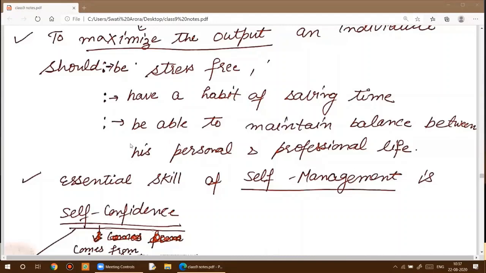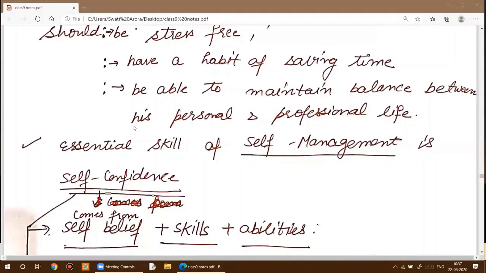If you are saving your time and you're stress-free, then definitely you will be able to maintain a balance between your personal and professional lives. So what is your personal life? Your personal life is related to you, your family, your friends. That is your personal space. What is your professional life? That is related to your job. So if you are doing good in your personal life and good in your job, there is a proper balance. Then if balance is there, you will feel happy and you will feel satisfied from your life.